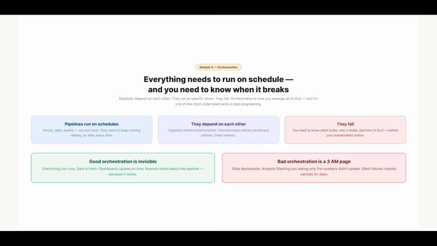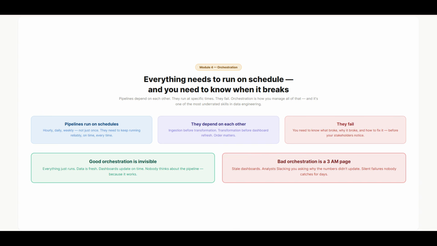Let's go. So you can move data, store it, and process it. But a pipeline that only runs once isn't very useful. In the real world, pipelines run on schedules. They depend on each other. Ingestion has to finish before transformation can start. Transformation has to finish before the dashboard refreshes.